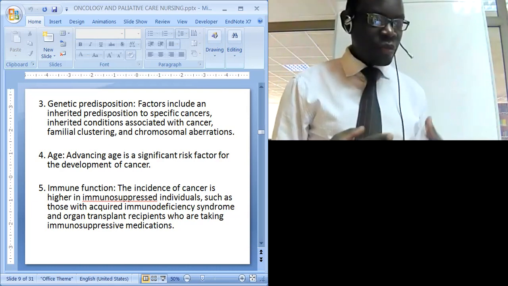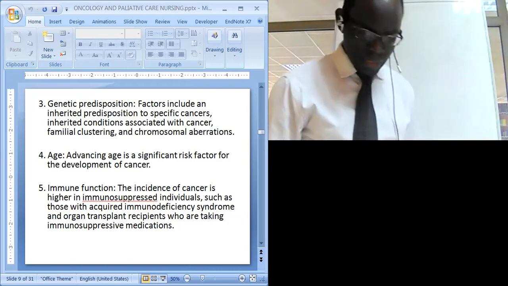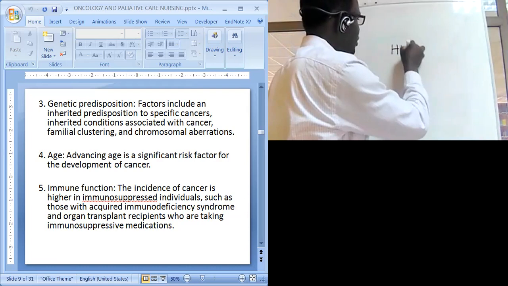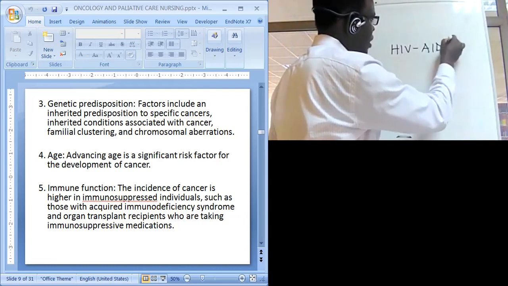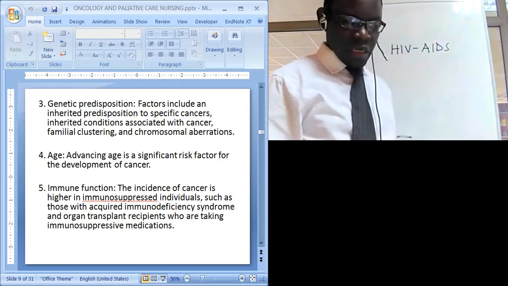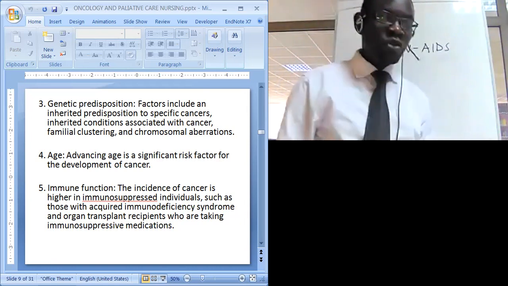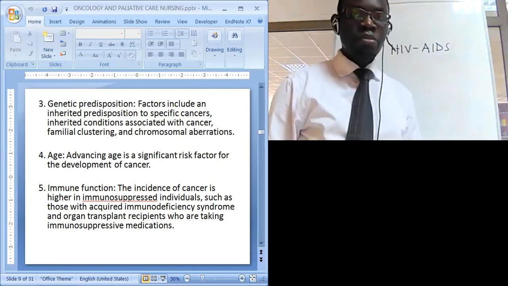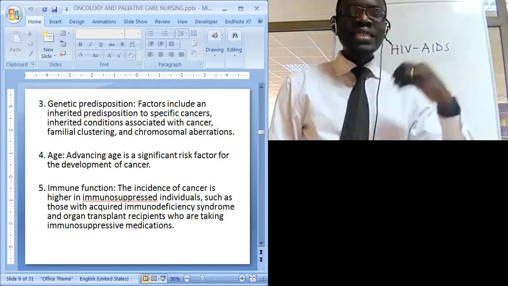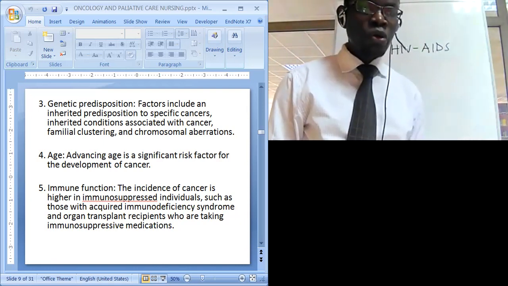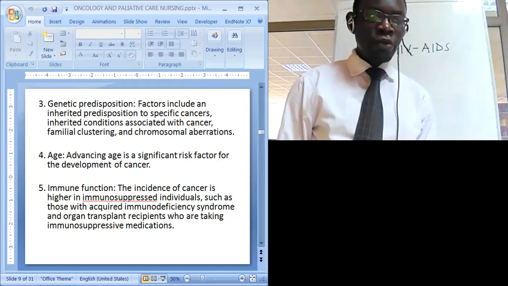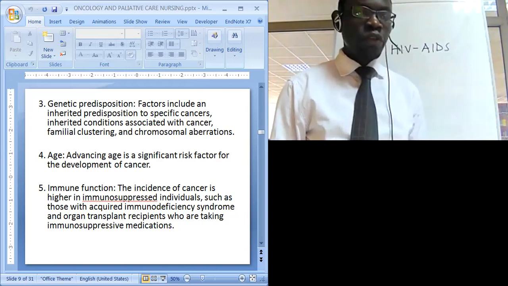Then the other thing is immune function. People who are immune compromised, like people who have HIV/AIDS, since they are immune compromised, they can have some cancers, like for example, Kaposi sarcoma. This is prevalent among the immune compromised HIV patients. But also people who have got an organ transplant, any person who has immune suppression, because we know that our immunity plays part in prevention of some of these. So people end up with cancer because of immune suppression.